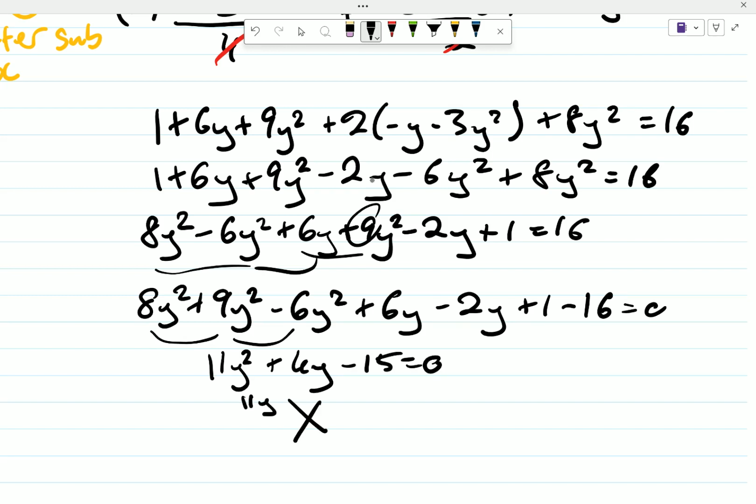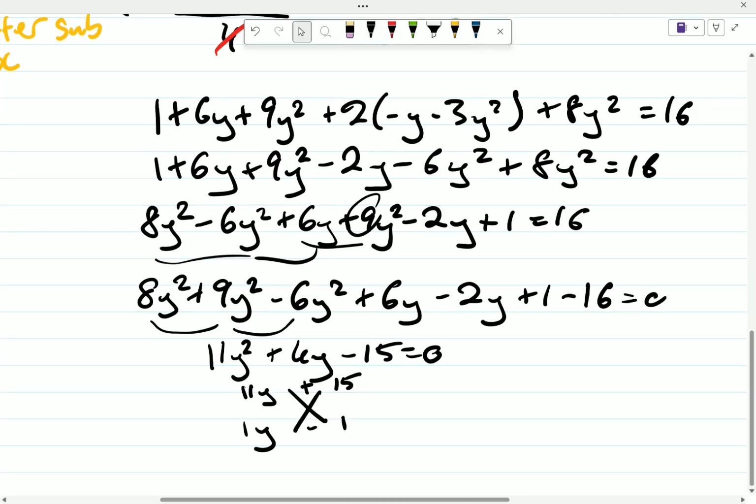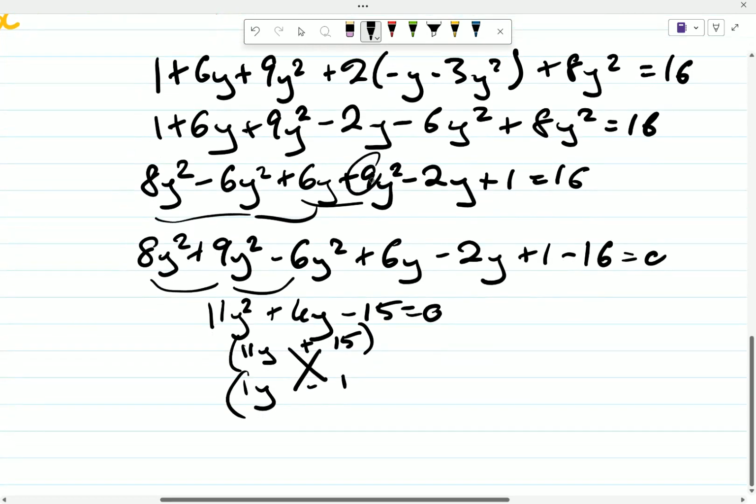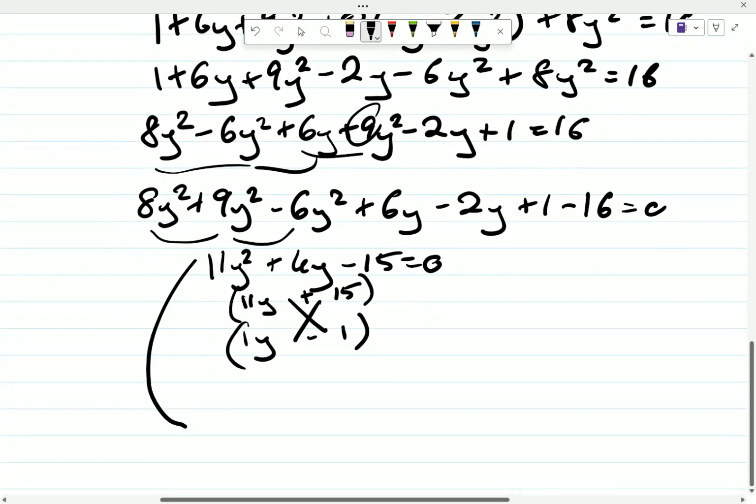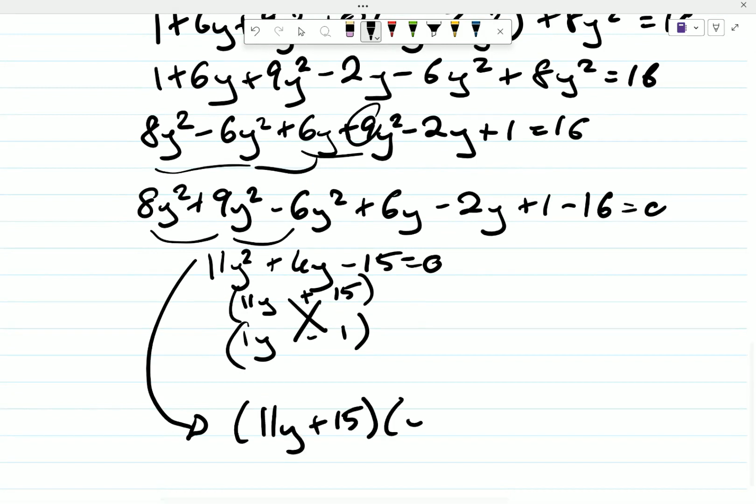Now whatever way you like to factorize, the factors of 11 are just 11 and 1. For 15, we want to end up with 15 minus 11 is 4, so 15 and 1 are the factors of 15, and we want 15 minus 11. So these are actually our factors. This equation here can be rewritten as 11y plus 15 times y minus 1 equal to 0.